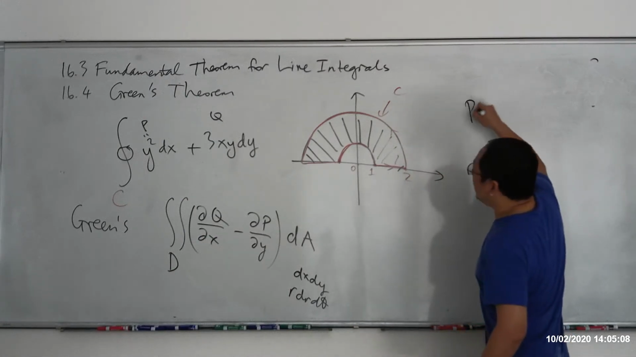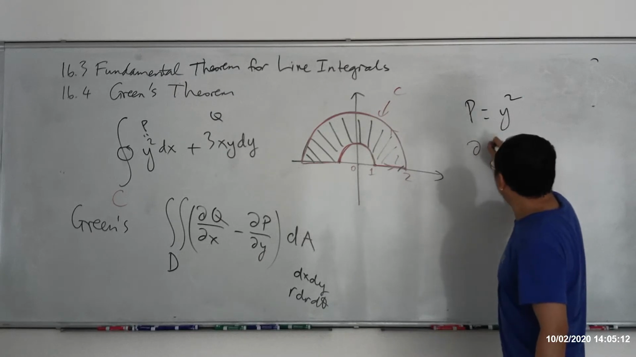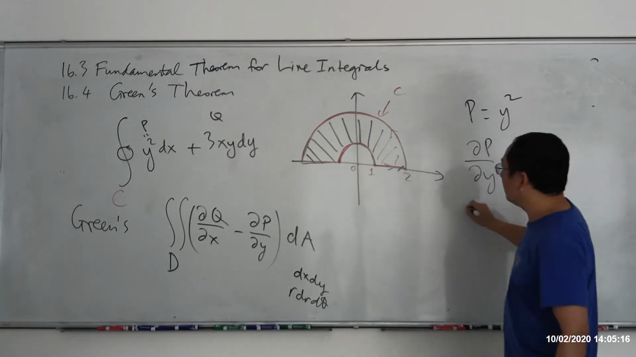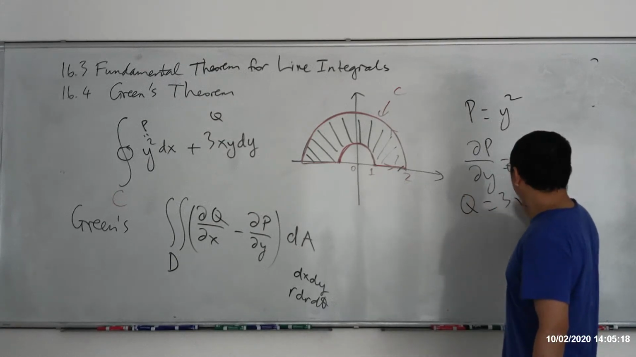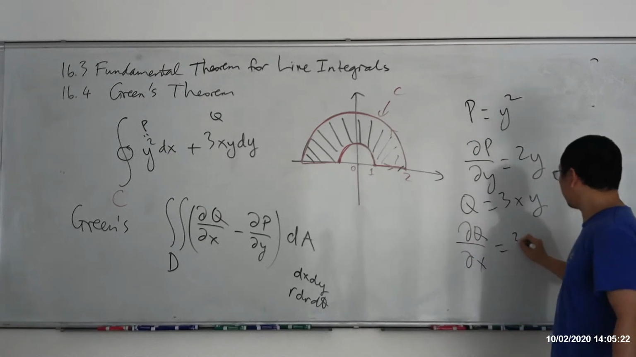So I know that P is equal to y squared. So dP over dy is 2y. And Q is 3xy. So dQ over dx is 3y.